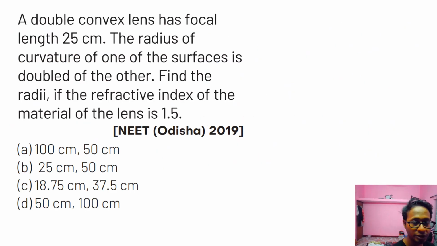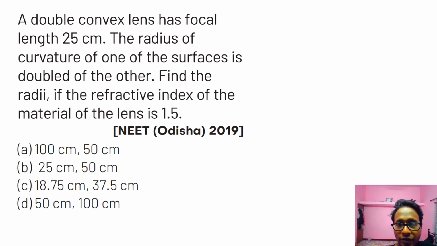Now let's check this question. A double convex lens has a focal length of 25 centimeter. The radius of curvature of one of the surfaces is double the other. Find the radius if the refractive index of the material is 1.5. That means one of the surfaces has double the radius of the other surface. So if this surface has radius 2r, this surface has radius r.